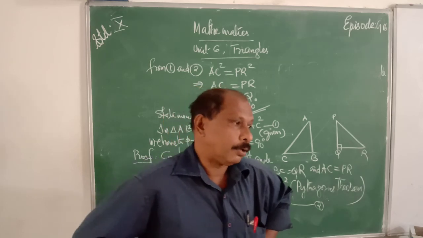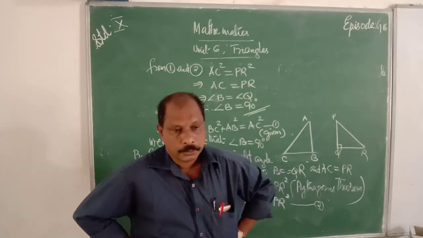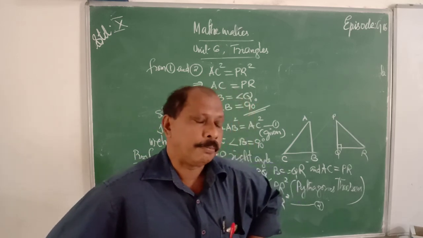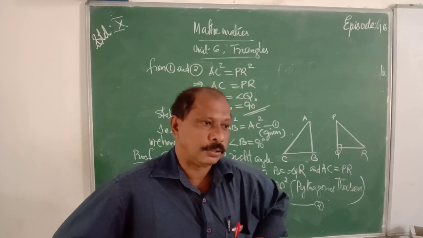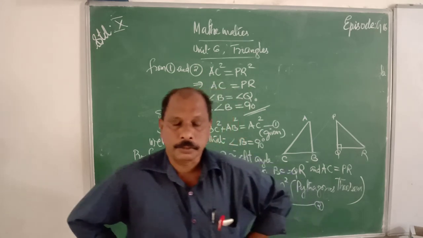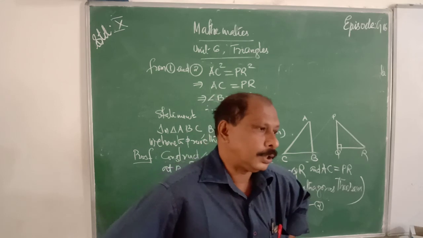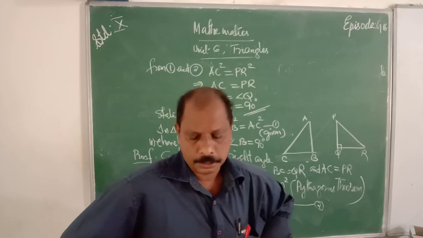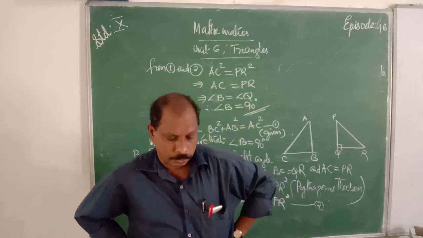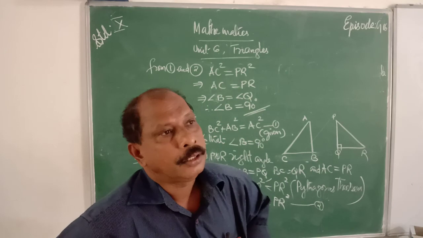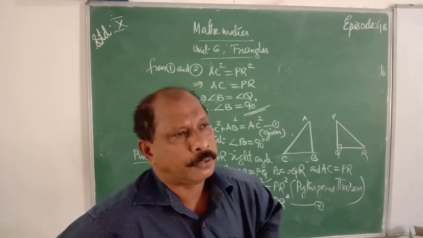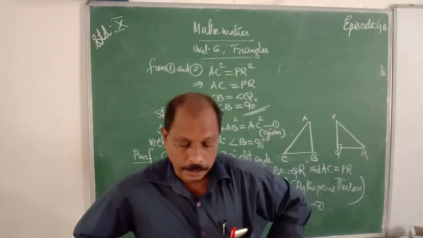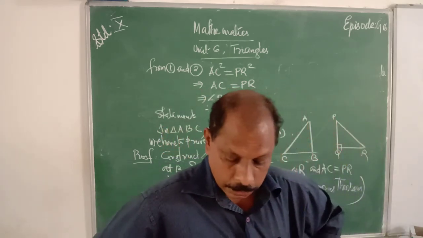Adding equations 1 and 2, AB square plus BC square is equal to AC into AD plus AC into CD. That is equal to AC into AD plus CD. But AD plus CD is AC, that is equal to AC into AC, that is AC square. Then the last theorem is the converse of Pythagoras theorem. That means if the sum of squares of two sides of a triangle is equal to the square of the third side, then the angle against the third side is a right angle.